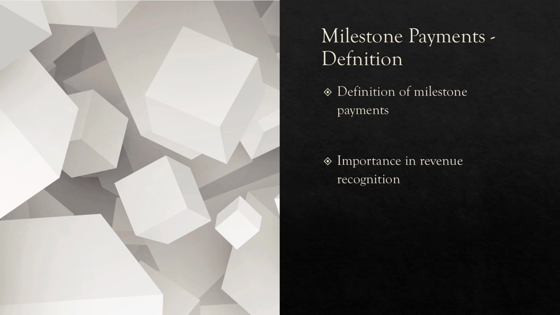Milestone payments are payments made upon achieving specific milestones in a contract. These payments are common in industries like pharmaceuticals, construction, and technology, where projects are often long-term and complex. Milestone payments can help align revenue recognition with the achievement of significant project milestones.